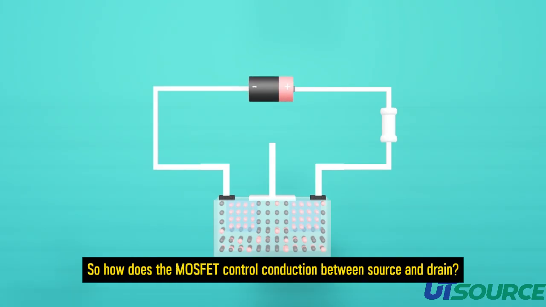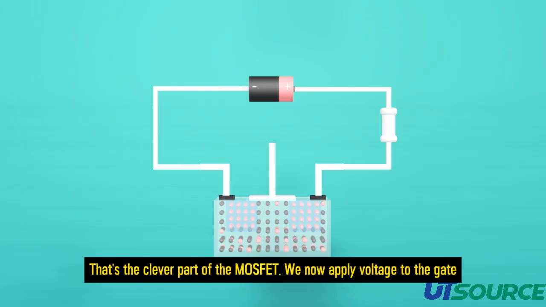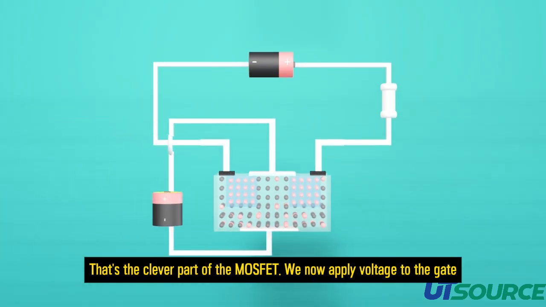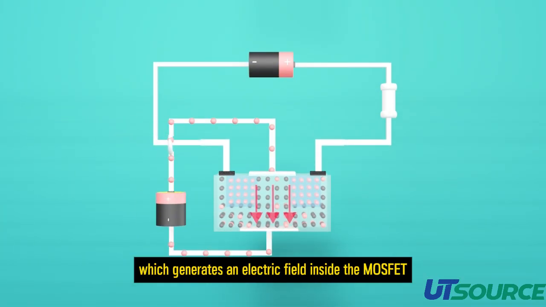So how does the MOSFET control conduction between source and drain? That's the clever part of the MOSFET. We now apply voltage to the gate, which generates an electric field inside the MOSFET.